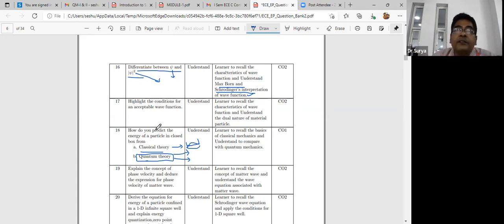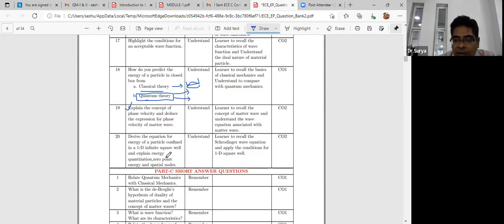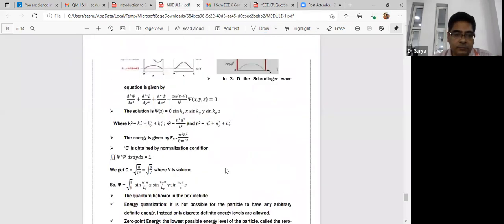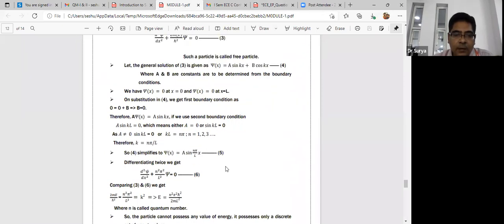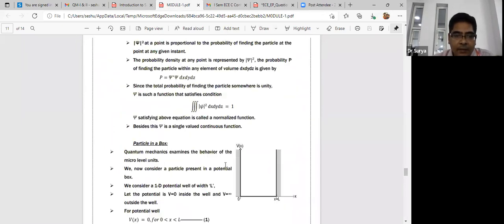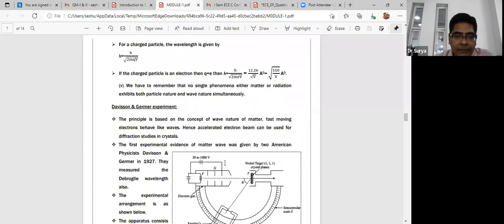Okay, next is: explain the concept of phase velocity and deduce the expression for phase velocity of matter wave. This question is directly discussed. How do you determine the phase velocity and wave velocity? Am I right? Phase velocity and wave velocity. Somewhere here you can write.